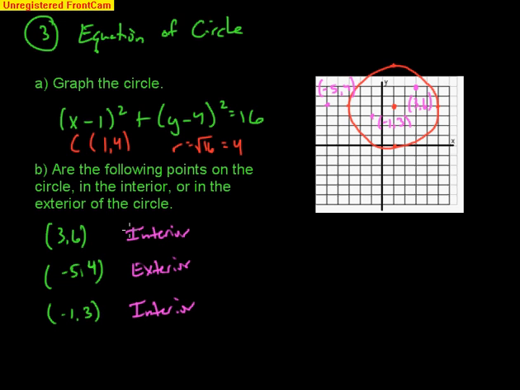Now, if it was really close to the circle, I might consider that it's on the circle, but none of these are really close. Okay? So there's how we graph and then determine if a point is in the interior, exterior, or on the circle. Okay. All right, last problem coming.